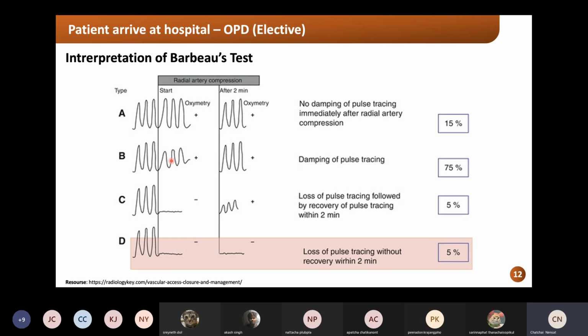So in case you see a result of type C or D, the transradial approach may not be appropriate for this patient at all, because there is some problem with the peripheral circulation between the radial and ulnar artery, and those patients who have a Barbeau test of type C or D may be better to use the femoral approach instead of the transradial approach.